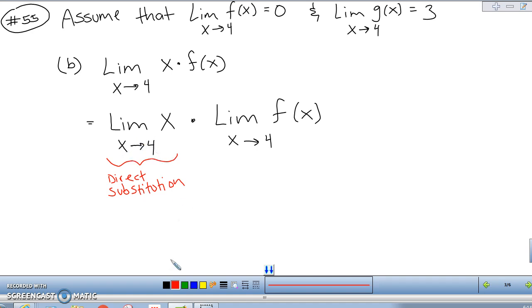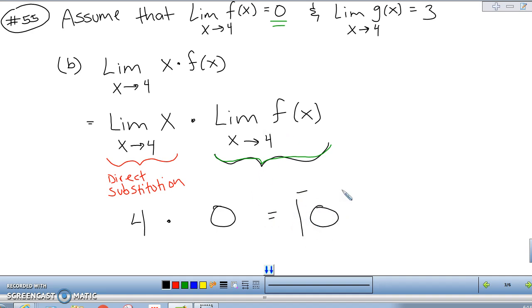So if we directly substitute, we get 4 times, now this part right here, we're going to get 0. So in reality, it didn't matter what this produced because this is going to be 0 and anything times 0 is just 0. Hopefully that little help will help you finish 55C and 55D.